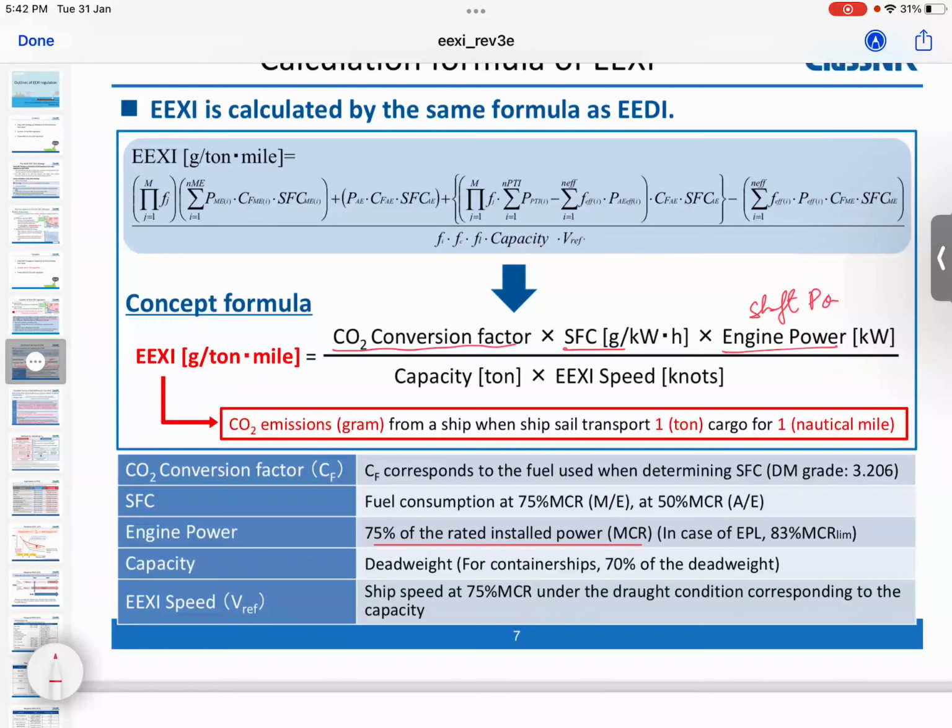Sir, one doubt. You said the required EEXI is almost equal to the attained EEDI of vessels delivered after 1st January 2013, no? Please repeat your question. The required EEXI should be almost equal to the attained EEDI of vessels delivered after 1st Jan 2013. The required EEDI is almost the same.